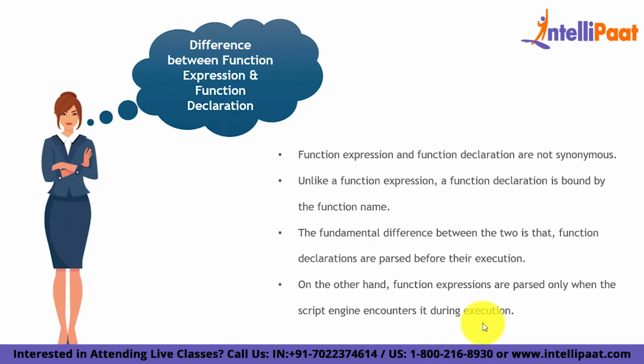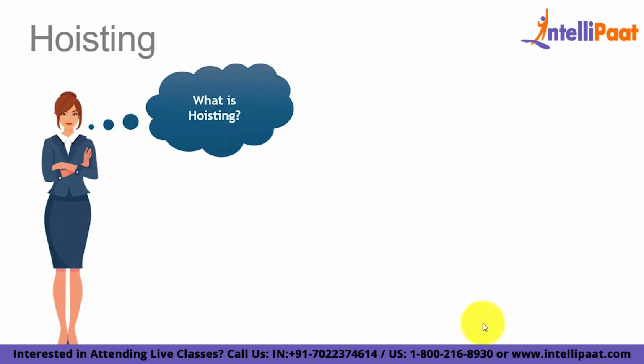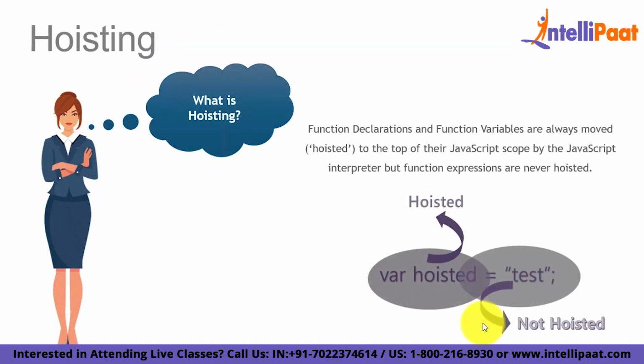Function expressions are parsed only when the script engine encounters them during execution. The meaning is, the moment I call the function expression, only then are they going to be parsed. Got it? Now, what is hoisting? I already told you. Functions created using function declaration, as well as function variables and normal variables, are always moved to the top of their JavaScript code by the JavaScript interpreter, but function expressions are never hoisted. So this is the major difference between function declaration and function expression.